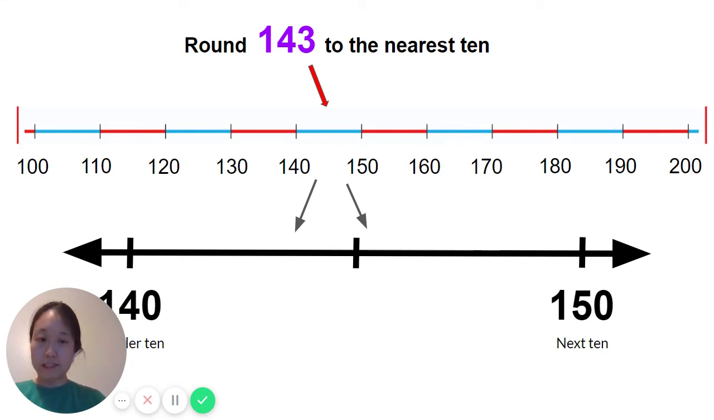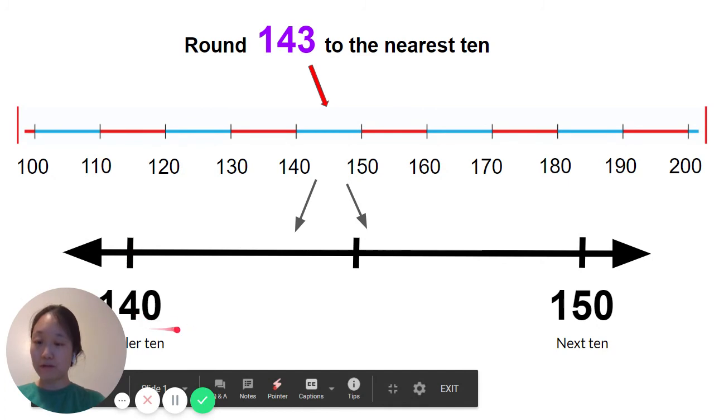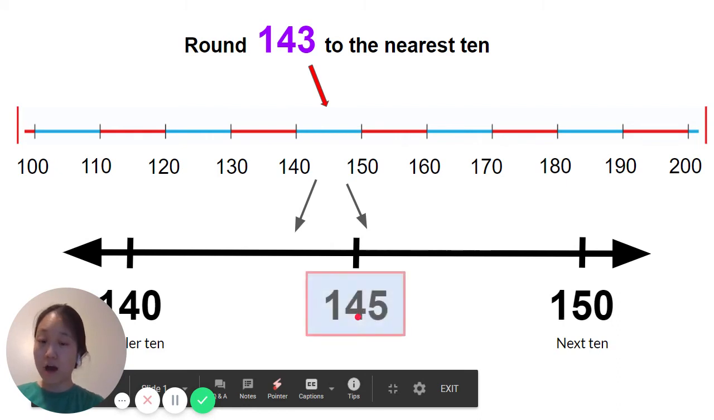When I'm rounding to the nearest 10, I noticed a pattern before, which is that the ones digit is going to be a 5. If the beginning of my number line is 140, and my halfway point is a three-digit number with a ones digit of 5, then my number must be 145. 140, 145, 150.